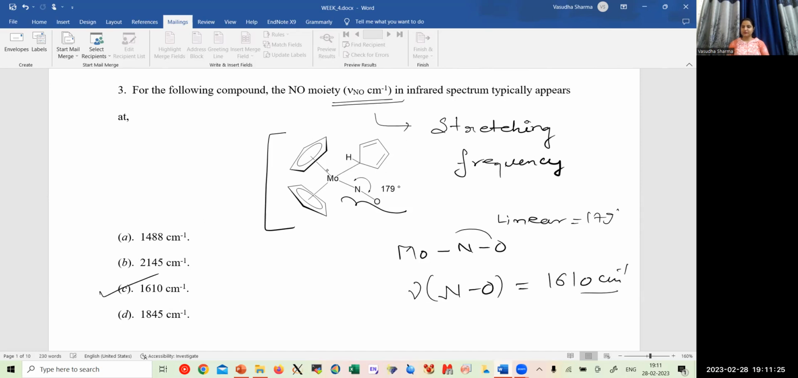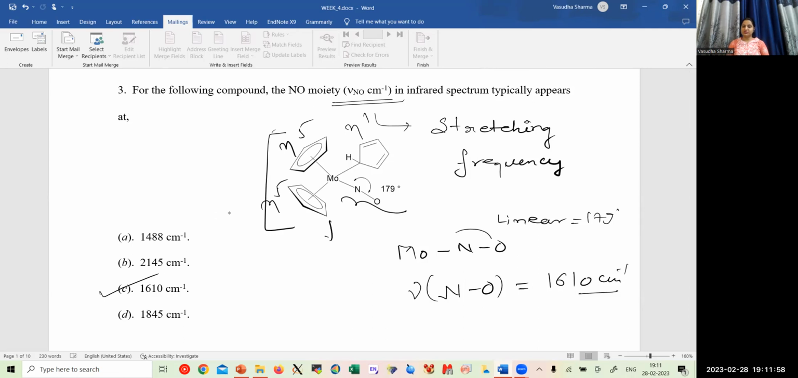Depending upon what kind of ligands are also there and the electron density, the bond stretching gets affected. That is why in case of this complex, where we don't have any other linear or bent or bridging terminal, we are not talking about that. There are two Cp rings, three Cp rings actually, where two are in eta 5 fashion, one is eta 1 fashion. So because of the electron density of the molybdenum, the bond stretching has been affected on the NO bond, and therefore the answer is 1610.